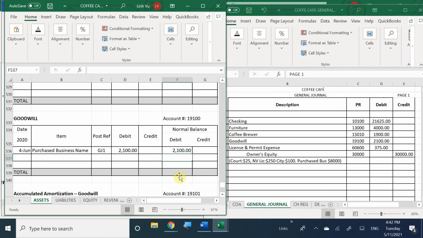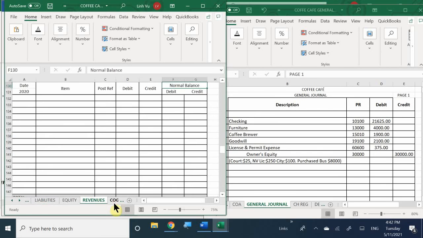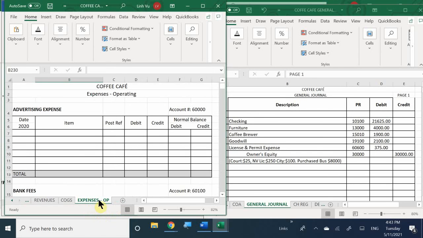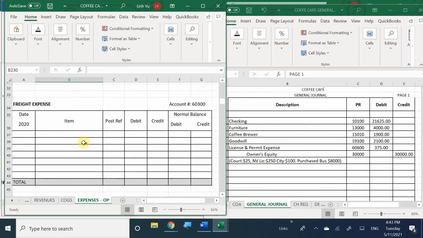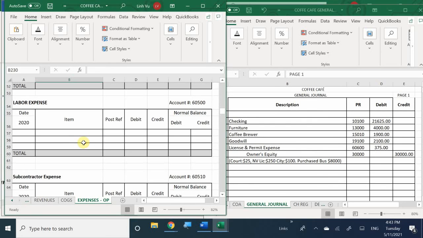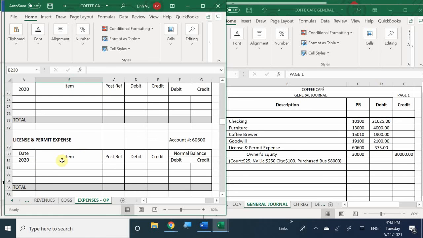Now, next one is going to be my license and permit expense, right? Notice the word here, expense. So it's going to be considered an operating expense. So if you're using the Word document, I believe your expenses start on page 34. But in this case, I'm going to go ahead and roll over to my operating expenses on my worksheet. And of course, I'm going to start from the very top. It's in alphabetical order. So I have advertising, bank fees, freight expense, insurance expense, labor expense. Aha. Now I've located my license and permit expense.